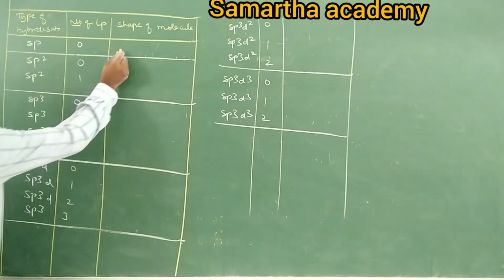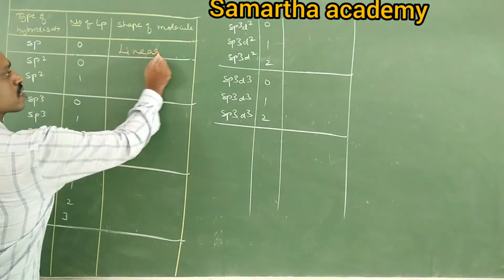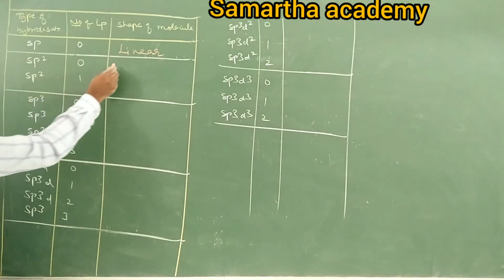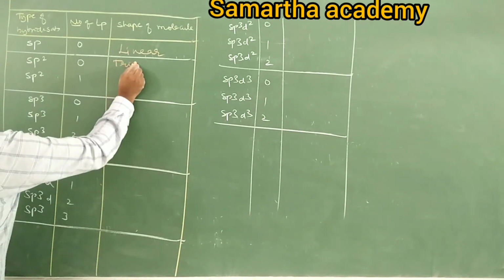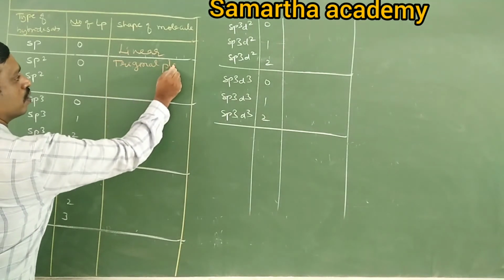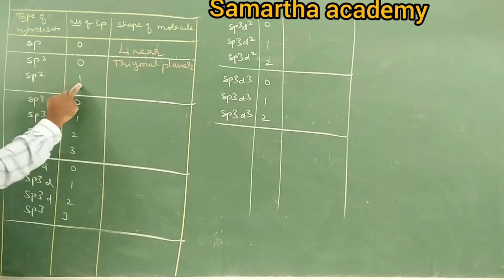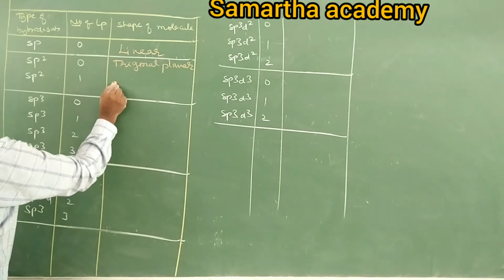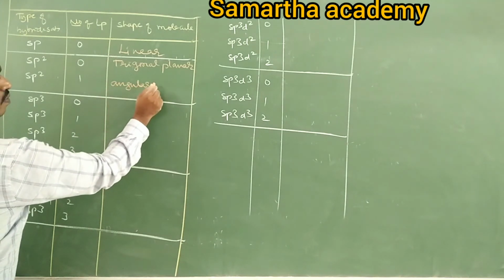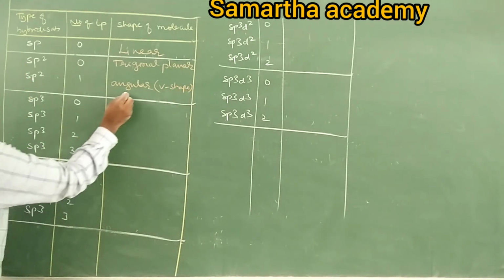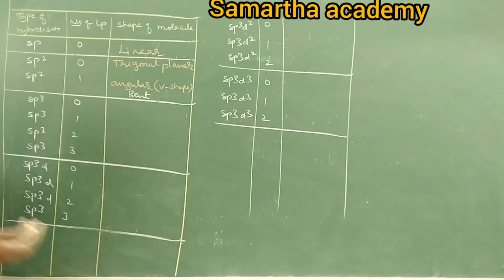sp with 0 lone pair is always linear. If the hybridization of the molecule is sp, lone pair is 0, it is linear. Next, sp2 with 0 lone pair, trigonal planar. Next, sp2 with 1 lone pair, it is angular or V shape, or bent shape is also possible.